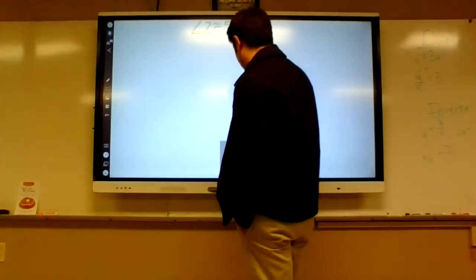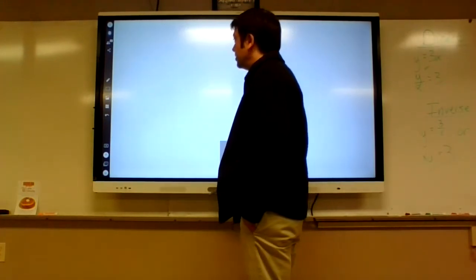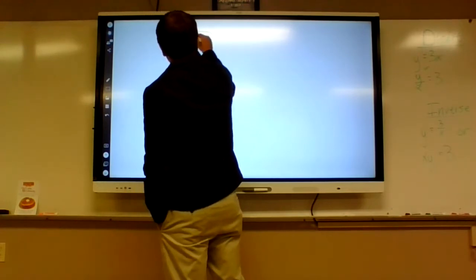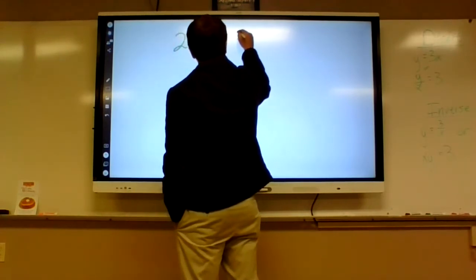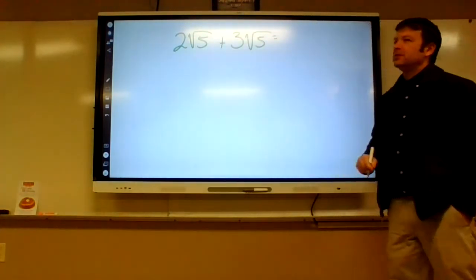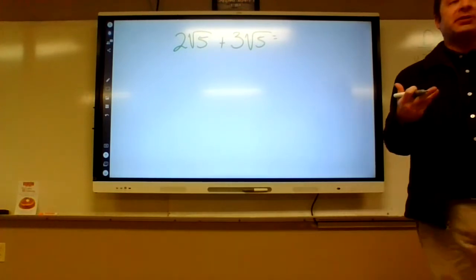Okay, page 454. I kind of mentioned adding and subtracting the other day. So, you guys remember what I said about it? No. I have to have a translation. You can only add and subtract like terms.